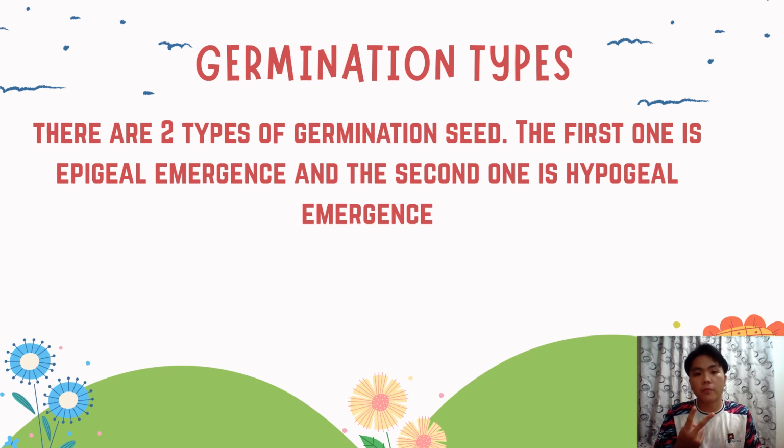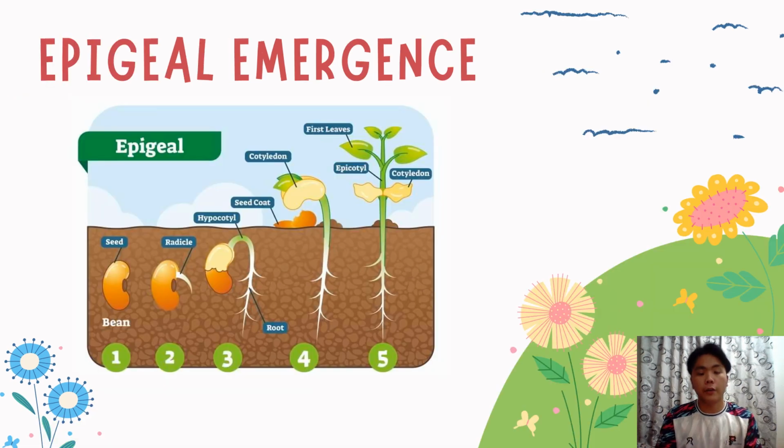Next, the last one is the germination types. There are two types of seed germination. The first one is epigeal emergence, and the second one is hypogeal emergence. Let's take a look. The first one is epigeal emergence. This type of seed germination is characterized by the cotyledons emerging above the soil surface as the seed transforms into a seedling.